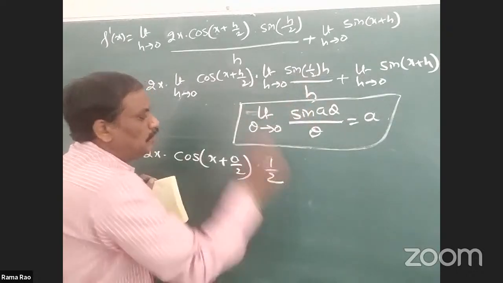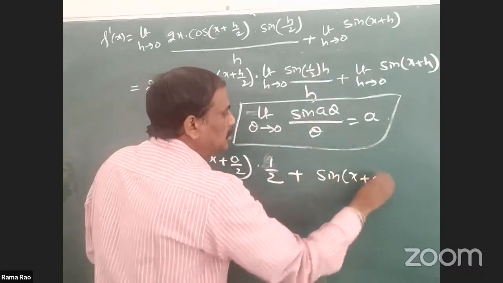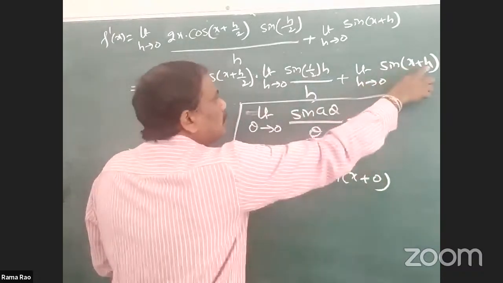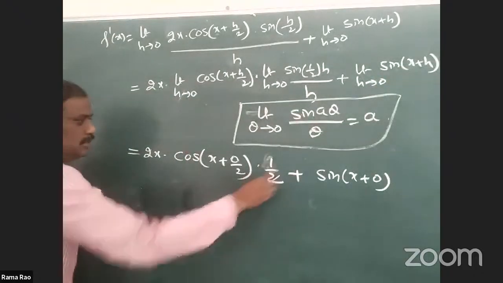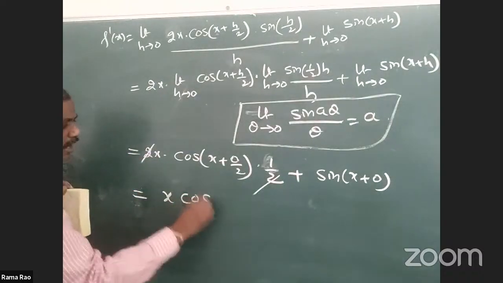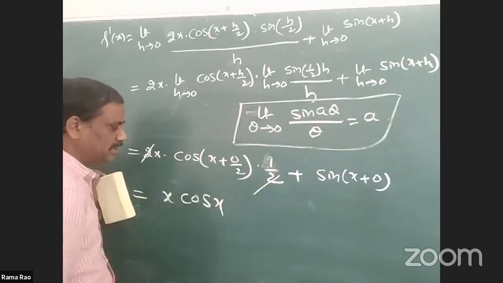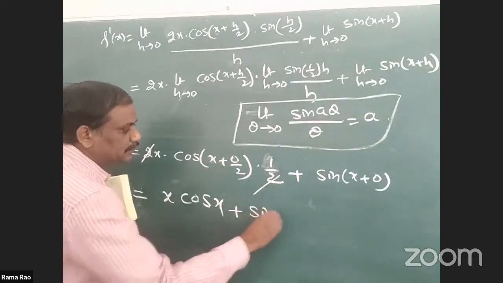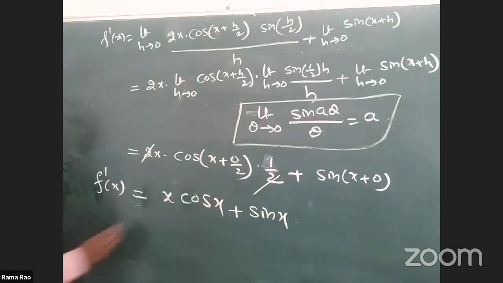A means here 1 by 2 plus sin of x plus 0. Put h is equal to 0: sin of x plus 0. These two get cancelled, x into cos x. Am I clear? 0 by anything is equal to 0. X plus 0 means x plus sin x. This is the derivative of the given function.